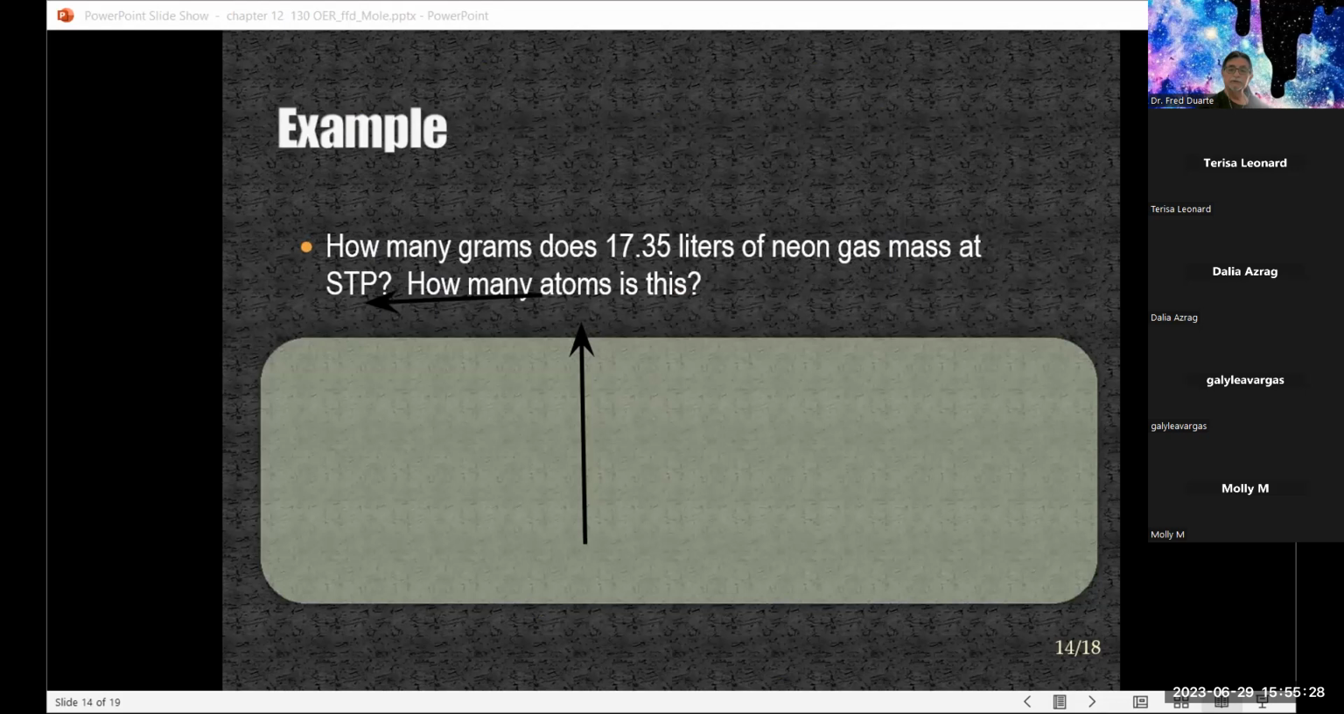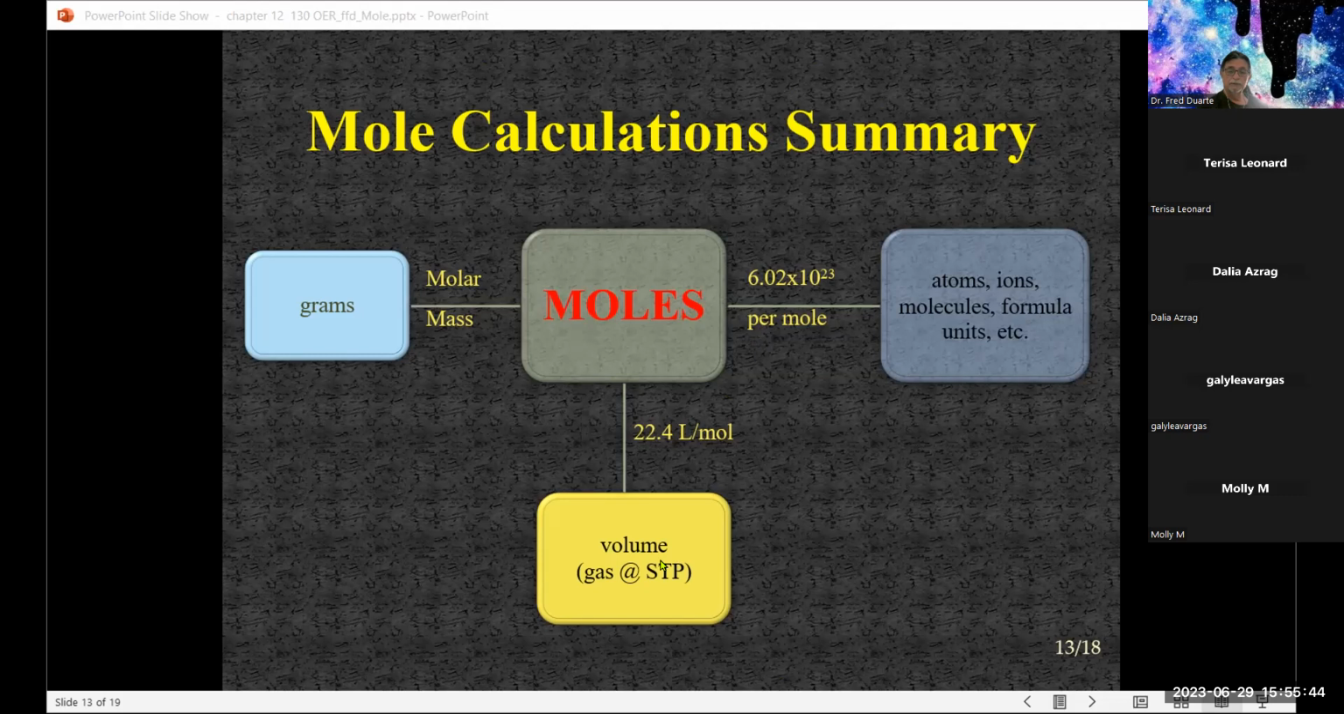Let me clear my stuff out here. And then the second part says, how many atoms is this? Well, from volume, we're going to the right, volume to the far right. We want to go to atoms. So the first question takes us to the left to grams, and the second part of the question takes us to the right. Regardless, left or right, we got to go through moles, okay?